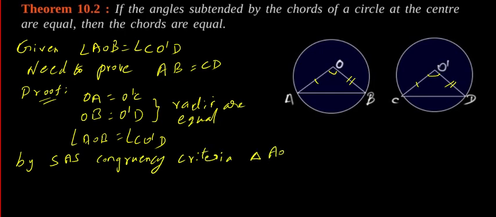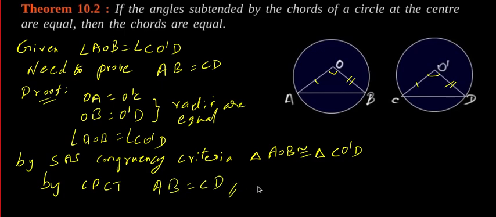Triangle AOB is congruent to triangle CO'D. So by CPCT, we can say AB equal to CD. That means the corresponding chords are equal. So angles subtended at the center are equal, so the corresponding chords are equal. This can be proved in one single circle also.